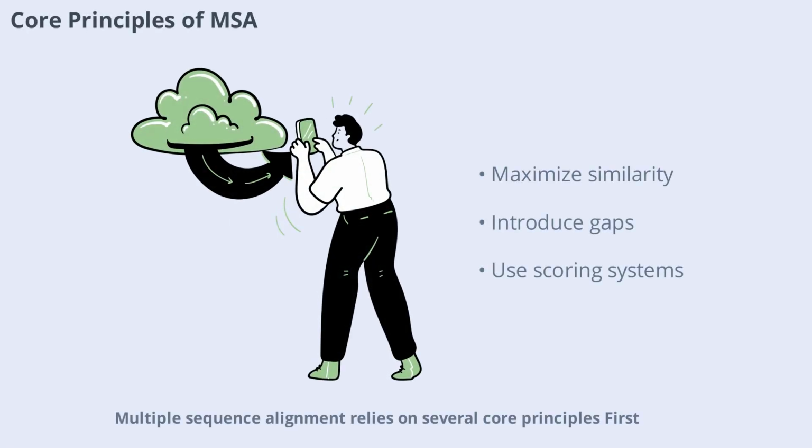Multiple sequence alignment relies on several core principles. First, it seeks to maximize the alignment of similar residues across all sequences, highlighting conserved regions. Second, it introduces gaps where necessary to account for insertions or deletions that have occurred over evolutionary time. Third, it uses scoring systems to evaluate the quality of an alignment, balancing matches, mismatches, and gaps. These principles ensure that the resulting alignment is both biologically meaningful and computationally optimal, providing a solid foundation for downstream analyses.